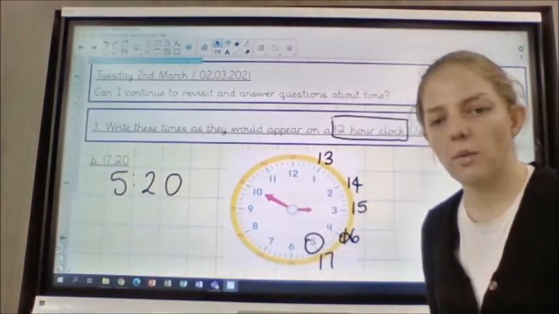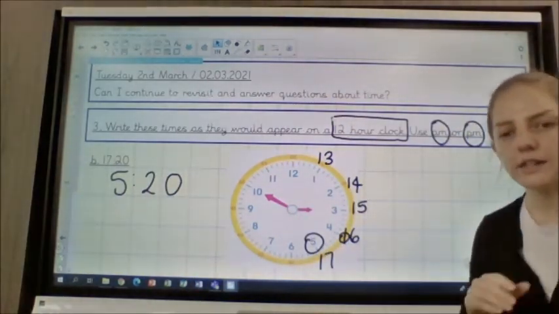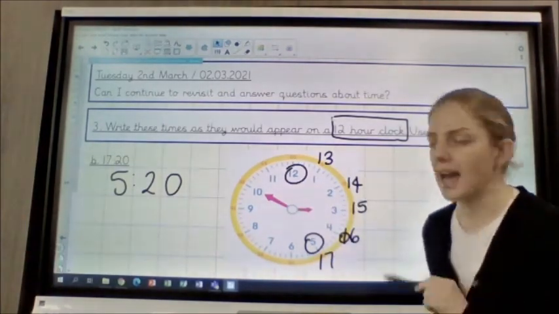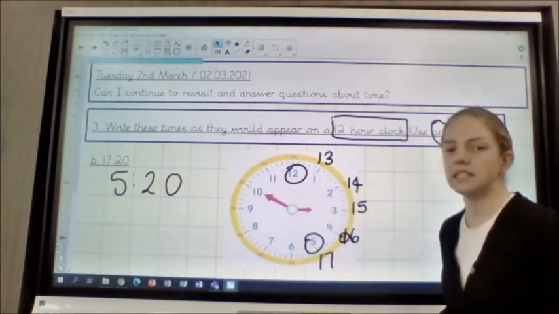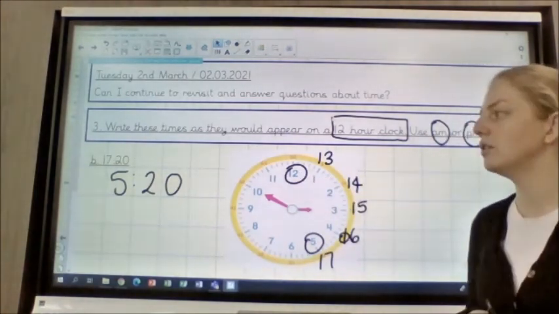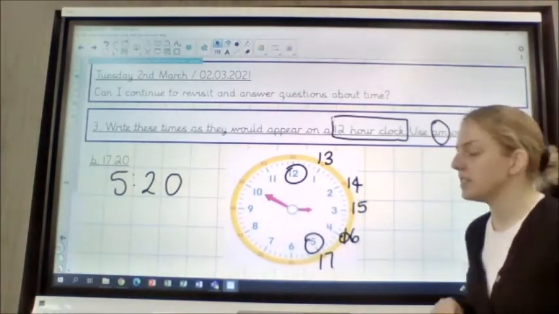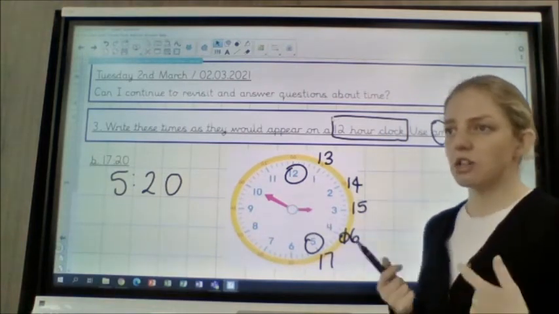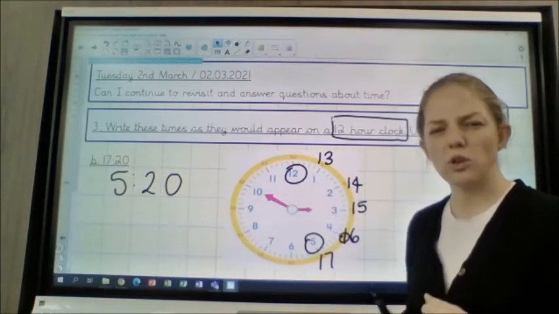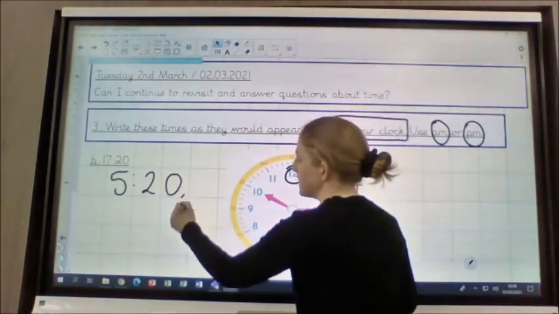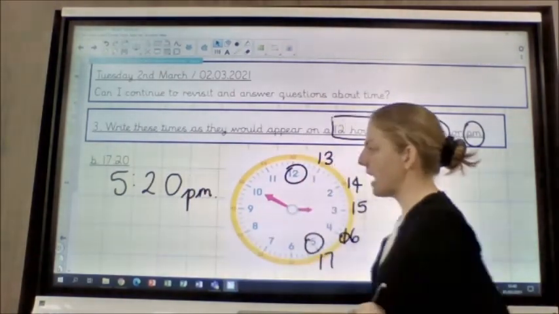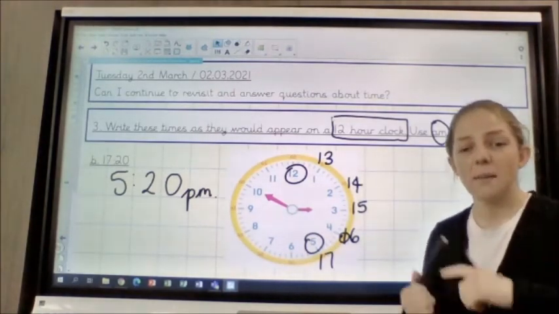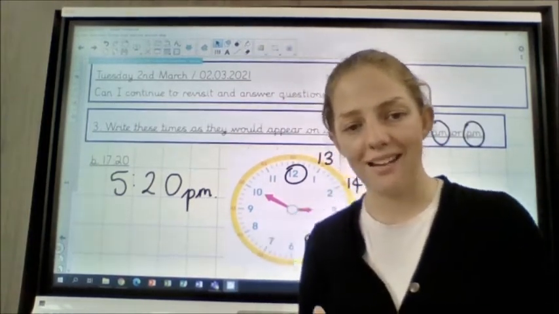Now, how do I know whether it's AM or PM? Well, in a 24-hour clock, after we've reached the number 12, which we know is midday, anything after that which increases by 1 from the number 12 will be PM. So I know that 17:20 is PM. The number's saying it's 17, so it must be in the evening. So I need to make sure I write PM after it, okay? Because I know that the number 17 means that the event is taking place in the afternoon.